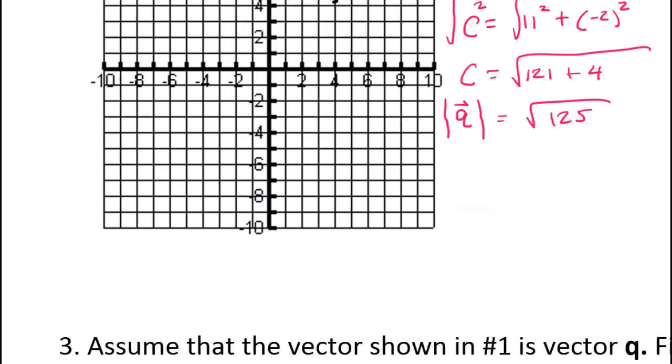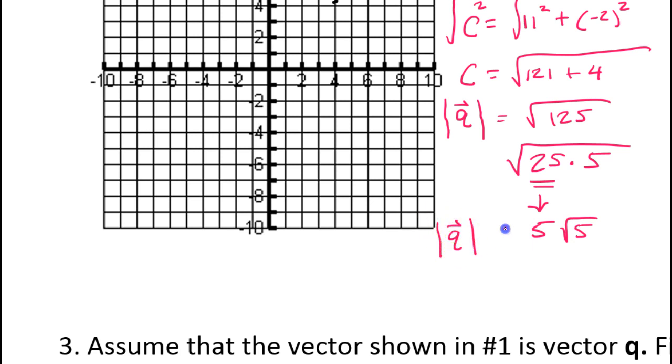Except, wait, we should simplify this down. 25 divides evenly into 125, so this is the same thing as 25 times 5. And so the square root of 25 is 5. So this is going to be 5 radical 5. So again, the magnitude of vector Q is equal to 5 radical 5. So this is the way we should write it.